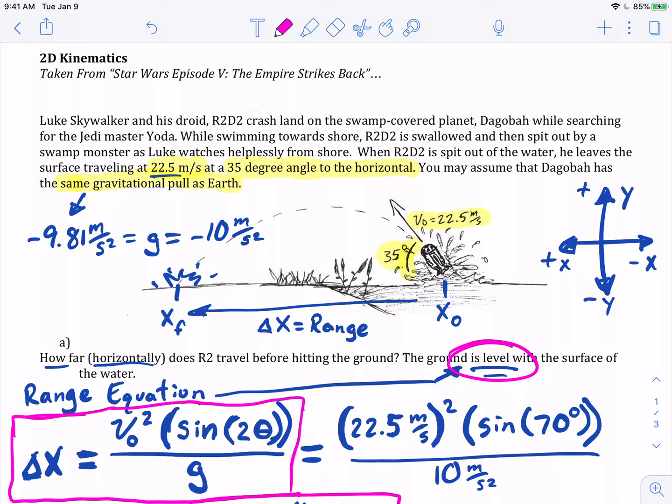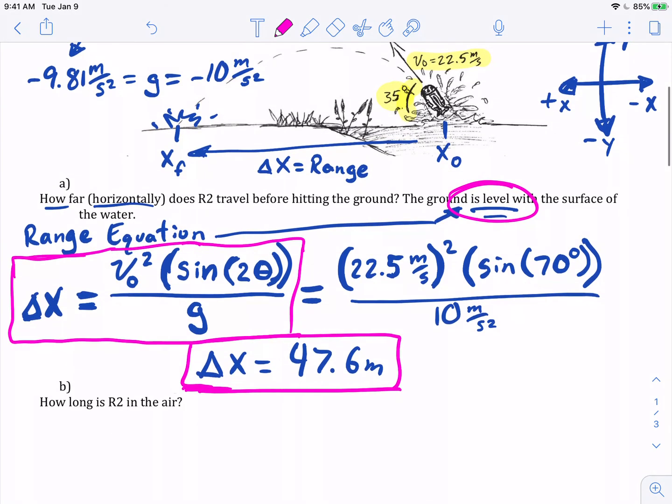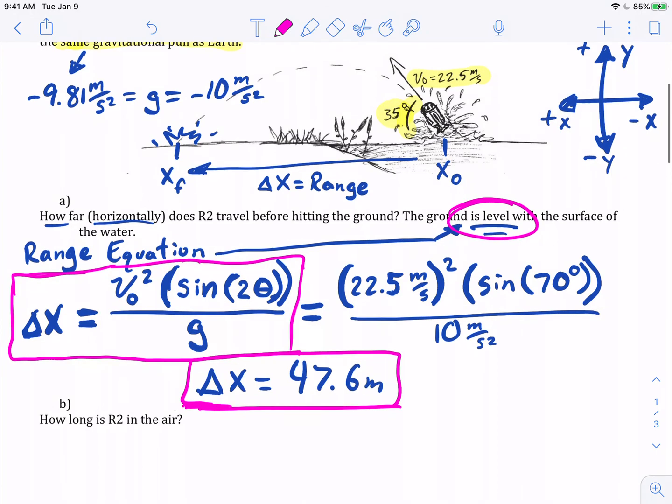All right, welcome back to the second part of our two-dimensional kinematics practice problem, where we are looking at R2-D2 being fired from the mouth of a swamp monster over level ground. And we are looking at part B here. We just figured out the range equation. We just learned why it looks the way it does and how to use it. And we used it to solve how far R2-D2 goes flying across the swamp before he lands on the ground.